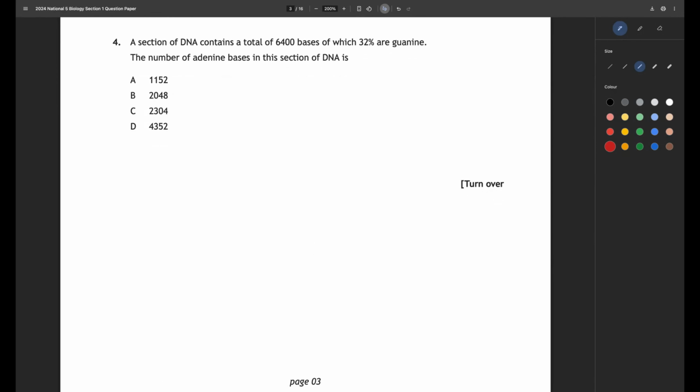Number 4, a section of DNA contains a total of 6,400 bases, of which 32% are guanine.